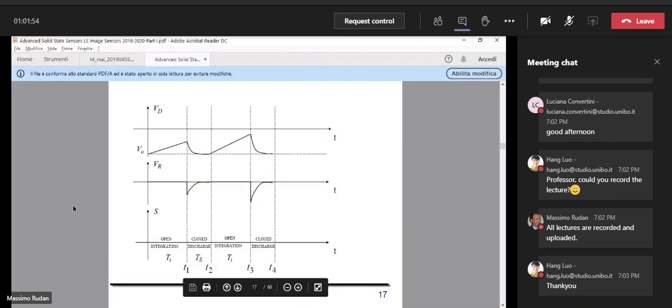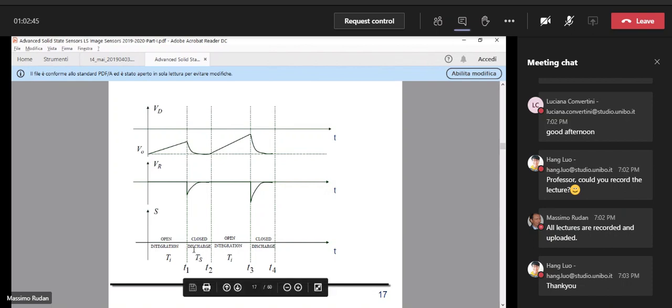There it is. So this page shows the evolution in time of the voltage across the p-n junction, of the voltage across the resistor, and the status of the switch. So if you look at the lower part of the figure, you see that we have integration times of length Ti. All of them are equal to each other, of course. And during them, the switch is open.